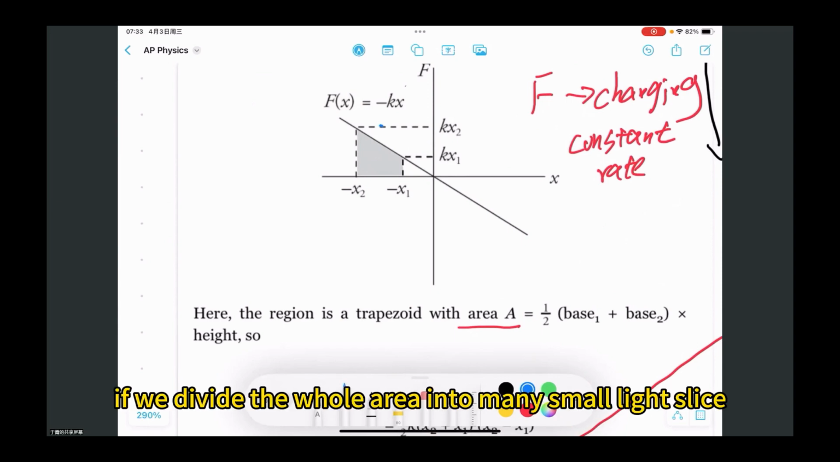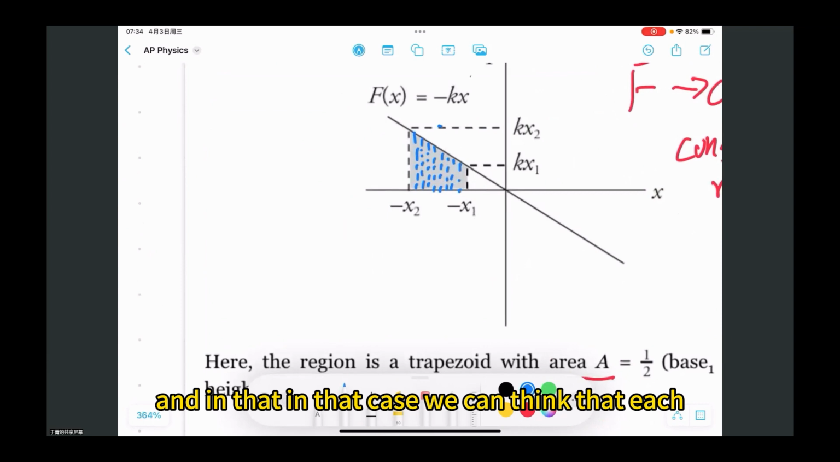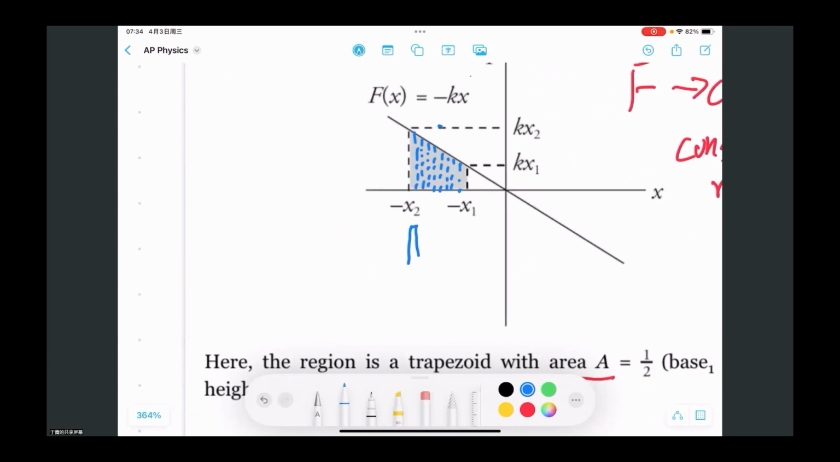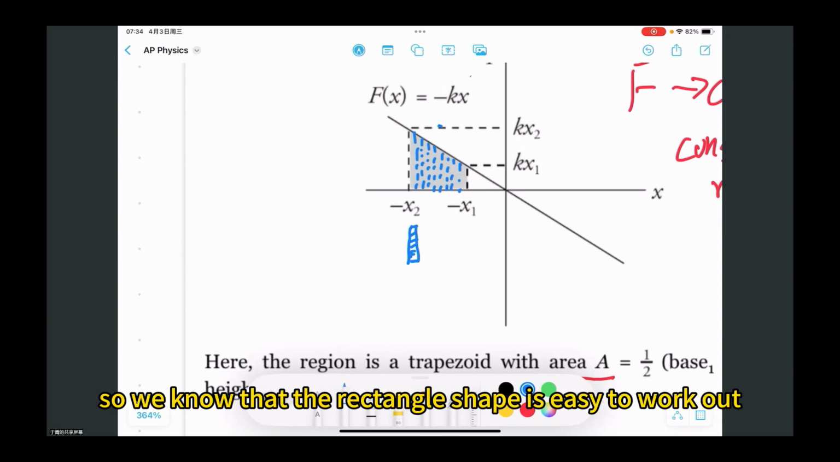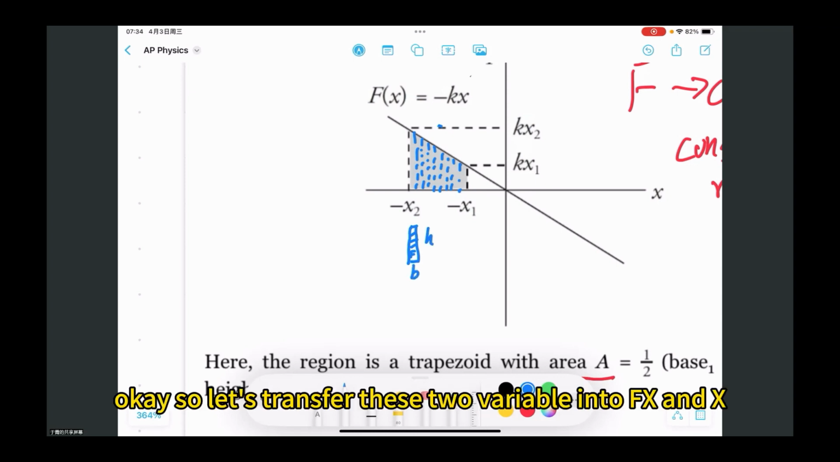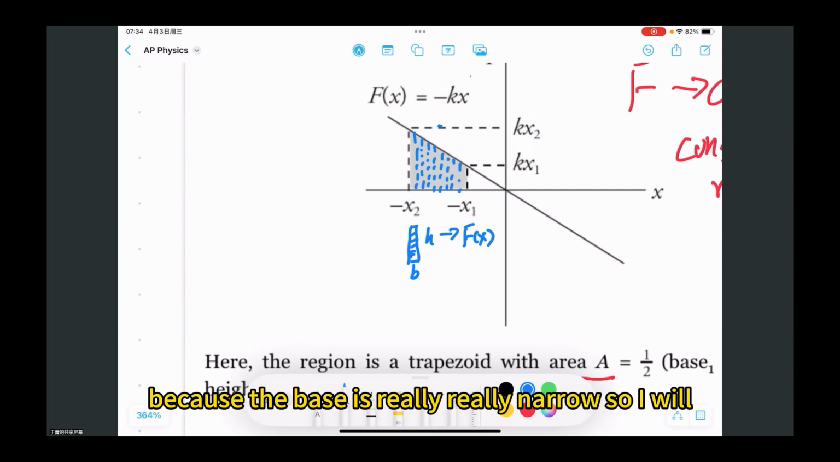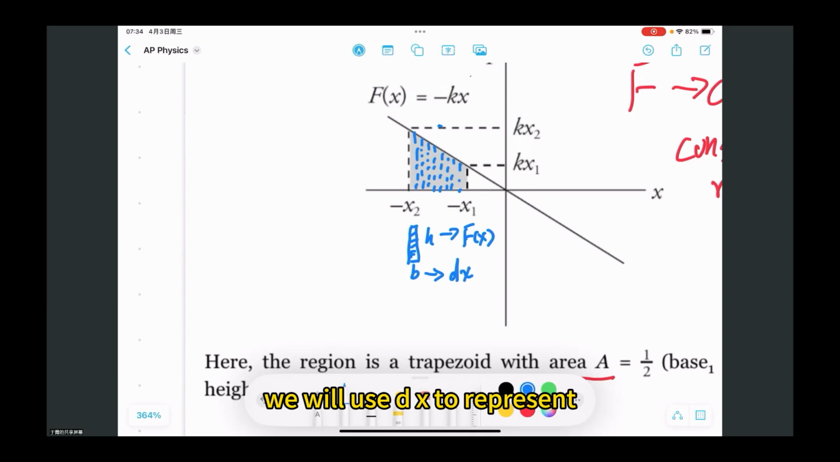Okay, so if we divide the whole area into many small slices or pieces, in that case, we can think that each small piece is just a very small rectangle shape. So we know that the rectangle shape is easy to work out. That is the height times the base. Okay, so let's transfer these two variables into Fx and x. So we use Fx to represent the height, and because the base is really narrow, we will use dx to represent the base.